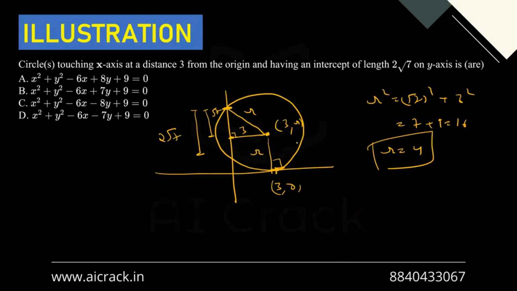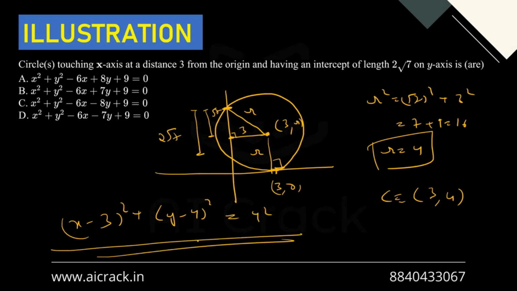Now we have got the radius, so basically we have got the center coordinates as well. The center coordinates are 3, 4. Now you can find out the equation of the circle easily. x minus 3 whole square plus y minus 4 whole square equals 4 square. So this is the equation of our circle. So I think the answer would be option C.